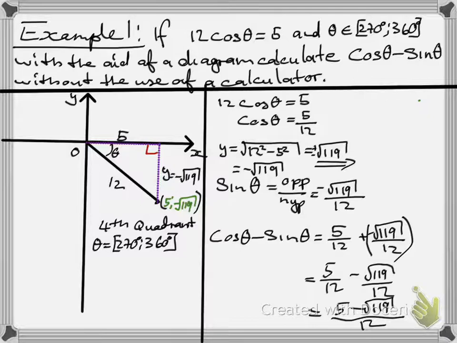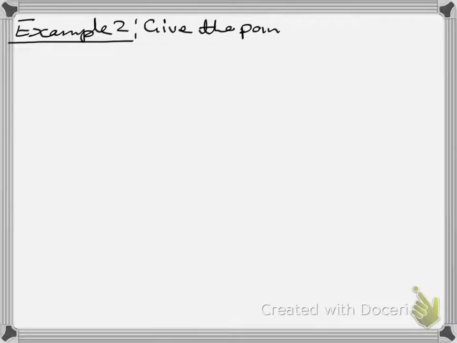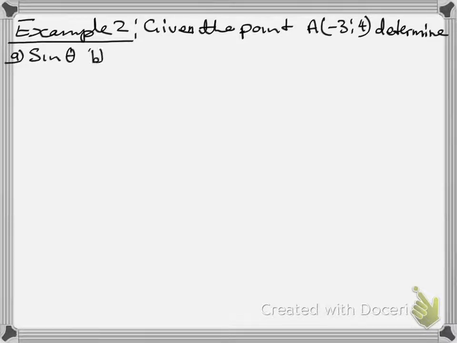Okay, moving on. Example number 2. Given that point A, which has x negative and y positive, which means this is the second quadrant. You are given a point, you must know where you will locate that particular point. So here x is negative and y is positive, second quadrant.